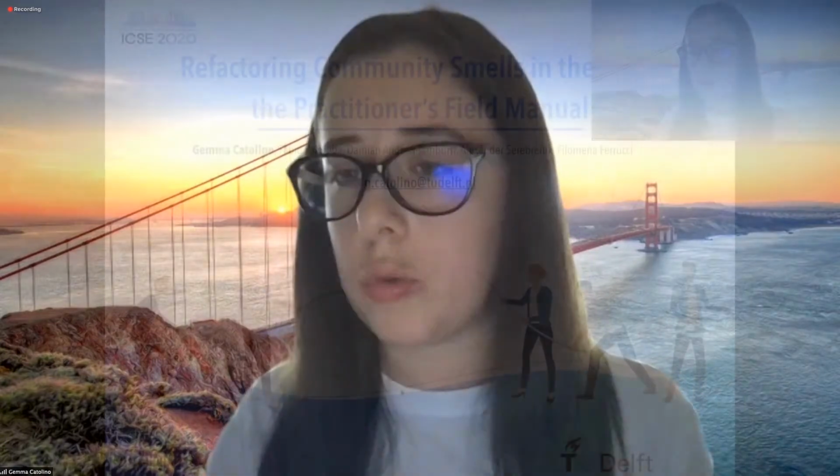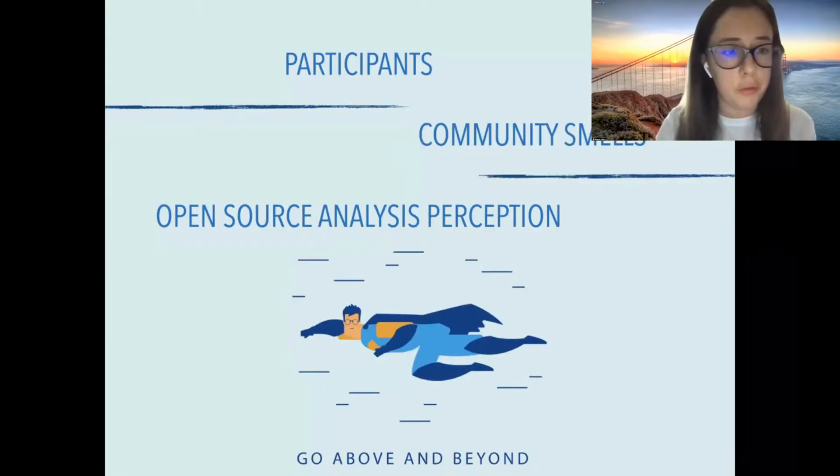So I have a quick follow-up question. Can you tell us something about the refactoring strategies for the black cloud? Sorry, can you repeat the question? Yes, please. Can you give us some insight regarding the refactoring strategies that you found for the black cloud smell? Yes. I'm still screen sharing, so I can show the backup slide with all the refactoring strategies related to black cloud, if you agree.